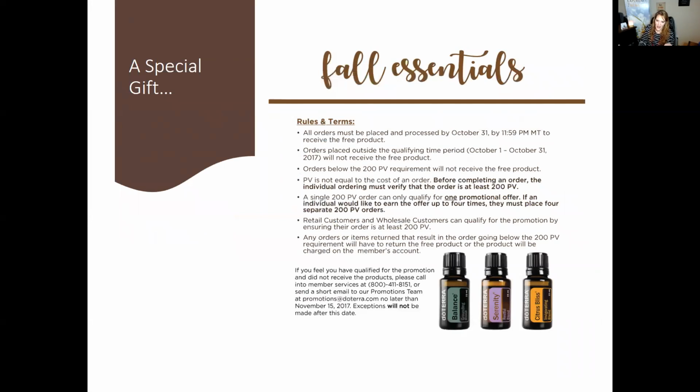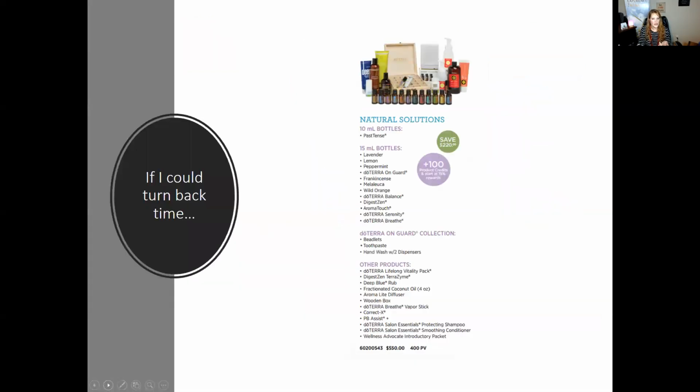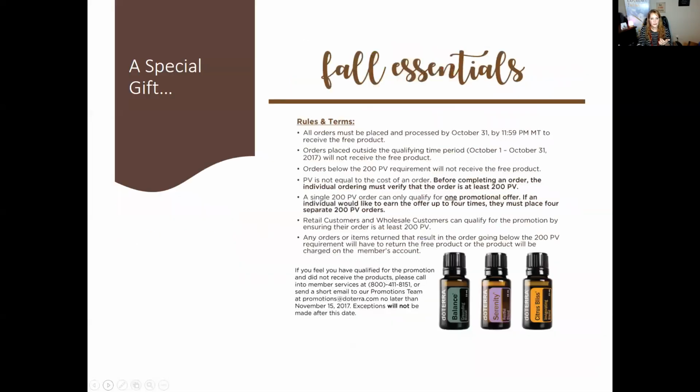This month, in the month of October 2017, we are offering a special gift. Any 200 PV order, whether you are enrolling with a 200 PV kit, like our Home Essentials kit would qualify you for this. Our Natural Solutions kit, of course, qualifies you for this, and any of the larger kits would qualify you for this. But any 200 PV order qualifies you for our Fall Essentials gift, where you receive 15 milliliter bottles of our Balance, our Serenity, and our Citrus Bliss.